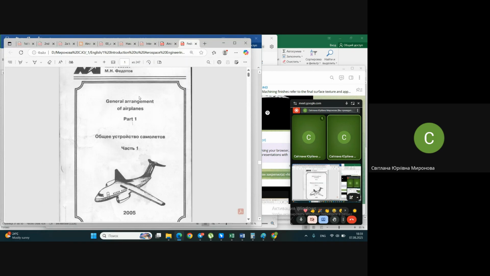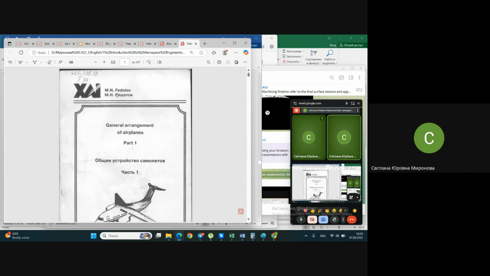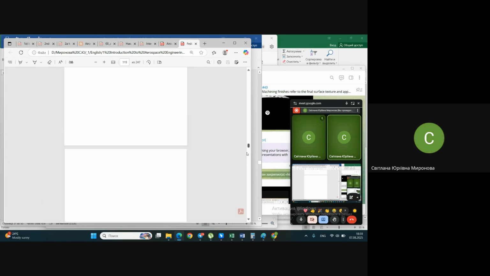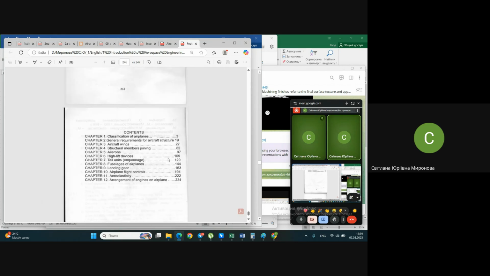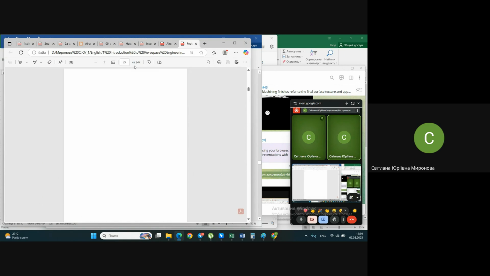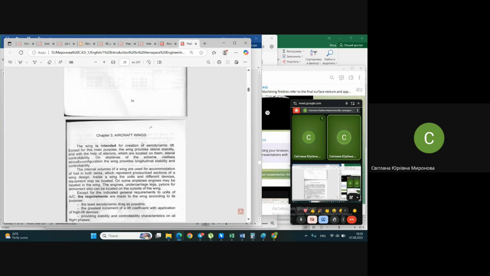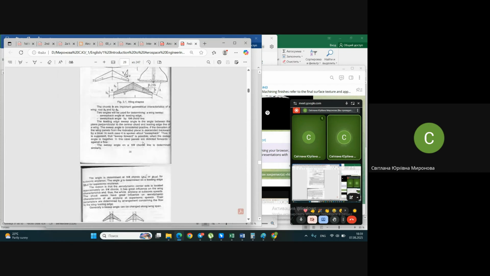First, the most simplified place. Once again, I remind you, the textbook of Hai, the author is Fedotov Mikhail Nikolaevich. And in his book, let's see, content, wings we might find on page 27 and fuselage 144 as far as I remember. 27. First, of course, there will be an explanation of the most general things about wings.